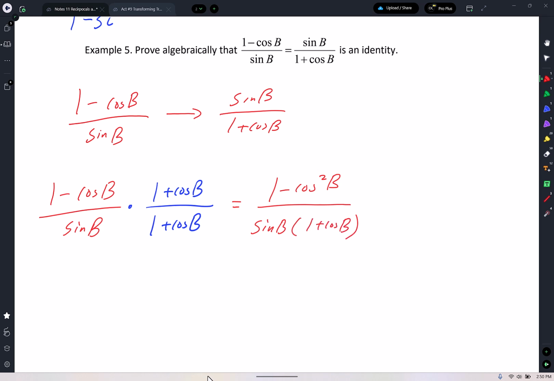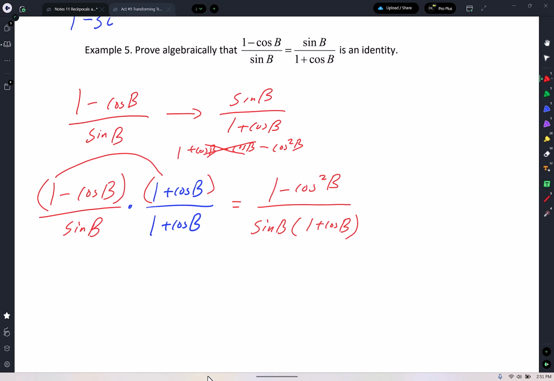Now, if you have a problem, you could just distribute them in case you're wondering how did you get that so quick? 1 times 1 is 1. 1 times cosine B is plus cosine B. And then negative cosine B times 1 is minus cosine B. And then negative cosine B times positive cosine B is minus cosine squared B. Notice that the middle ones cancel. 1 minus cosine squared B is what I have in the numerator. Are we still okay? Okay.